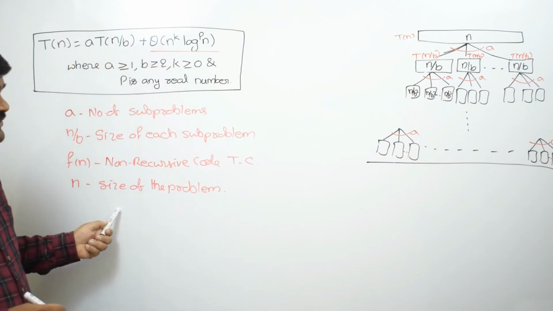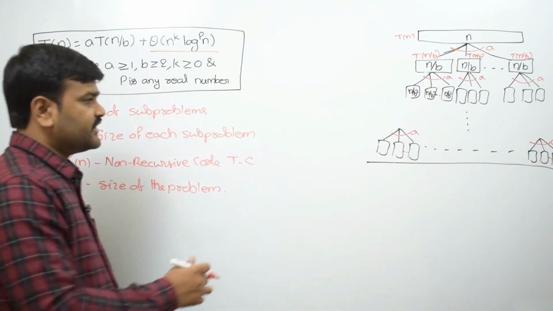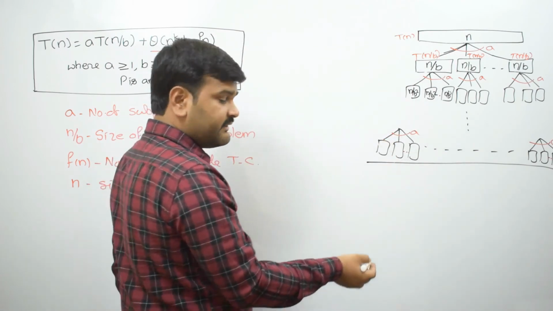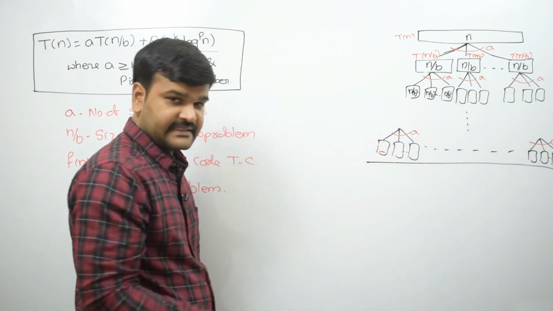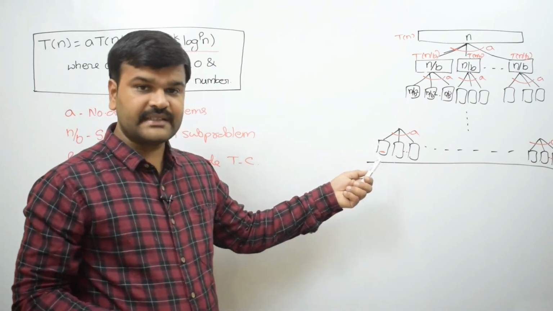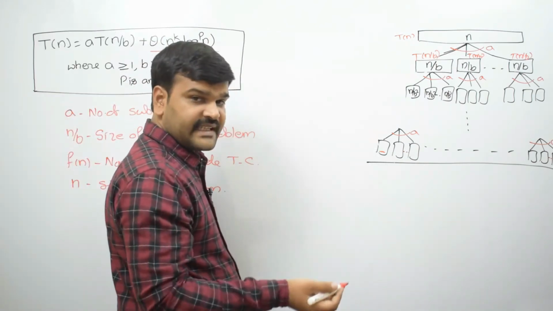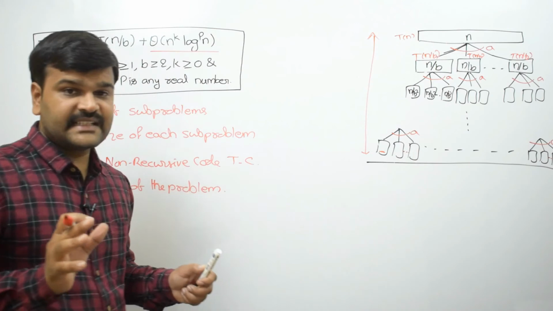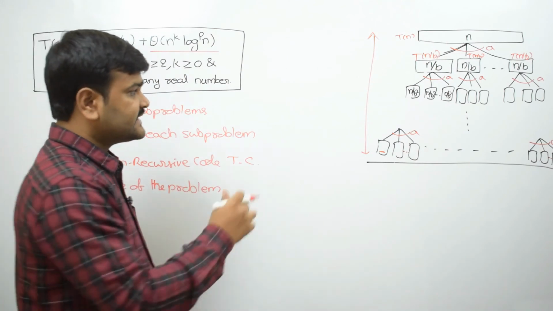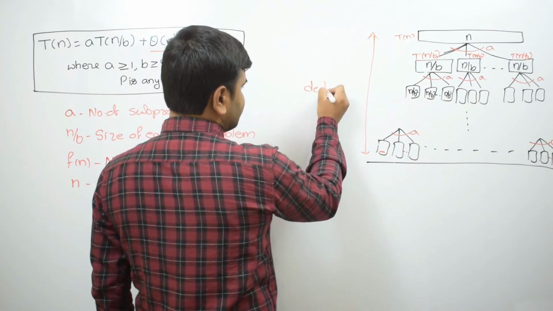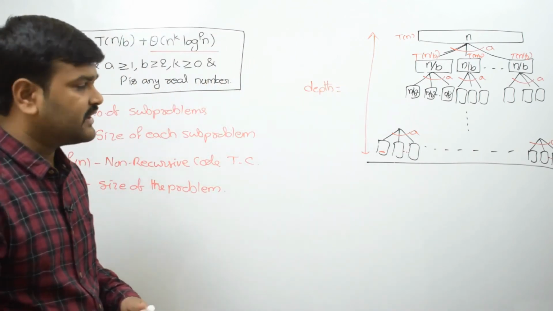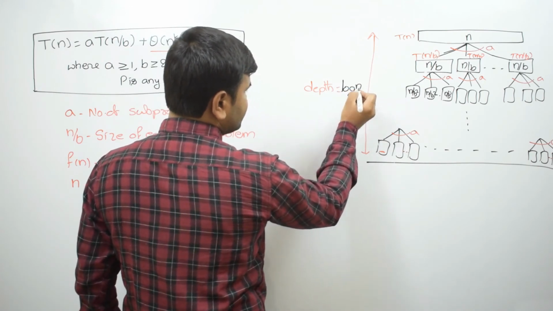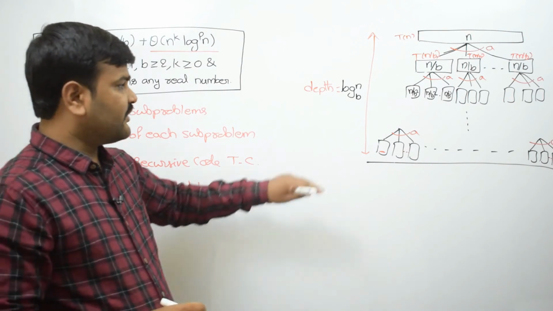Okay. Now let us try to explore further. So here if you see, you are continuing like this up to wherever you are comfortable to solve directly. That means maybe one element or zero elements like that. Okay. So in that case, what is the height of this tree? That means what is the depth of this tree? So this tree depth we are going to take as log n base b actually. Okay, so what is its meaning?